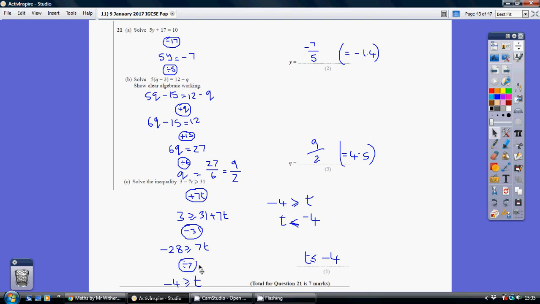So at that point I've got minus 4 being greater than or equal to t, or in other words, reading it right to left, t being less than or equal to minus 4. And that's how you should give your answer.